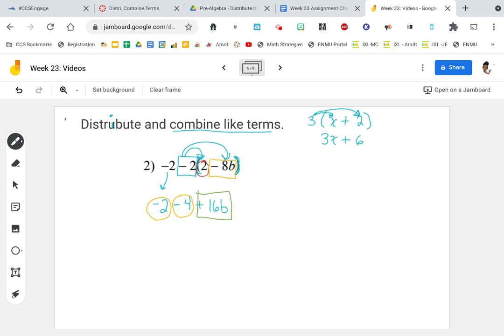So I need to figure out what is negative 2 combined with, remember combining to add, combined with negative 4. When we add two numbers with the same sign, we simply add those numbers' absolute values and keep the sign of both numbers. So 4 plus 2 is 6, but don't forget that negative sign. And then I have to bring down that positive 16b, and this is my final answer. Negative 6 plus 16b.